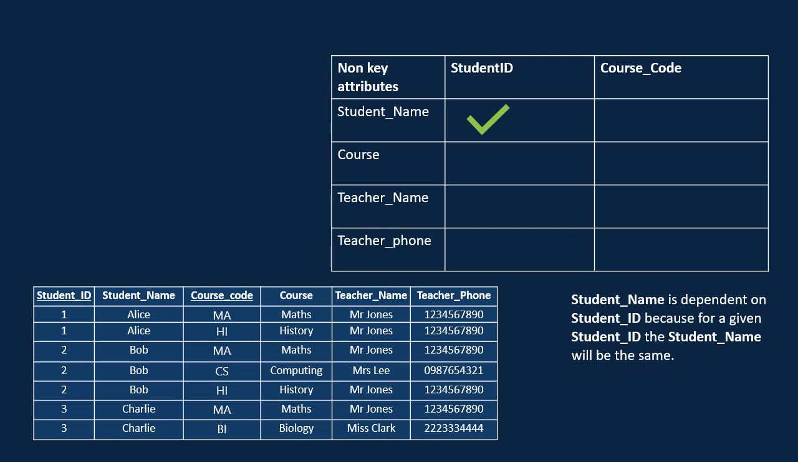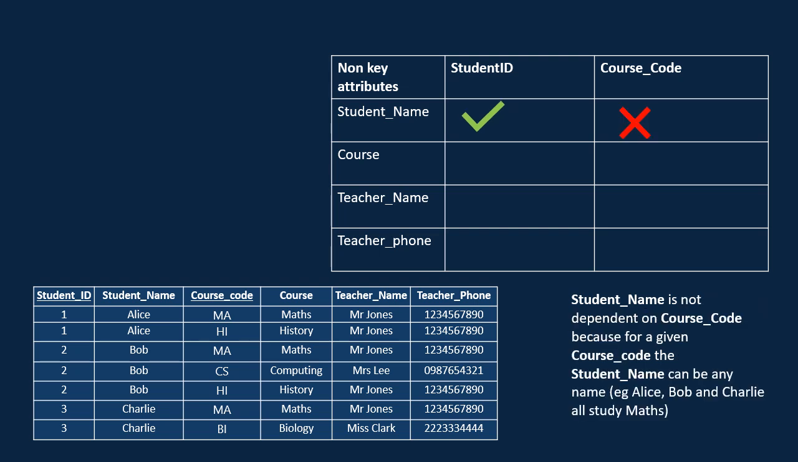So intuitively it makes sense, but we're not really talking about intuition. We have to look at the data to be sure that this is the case. We always have to be really careful in this context. So we've got our student name, we know it is dependent on student ID. Given the student ID, we can determine what the student name is. That's the summary of that.